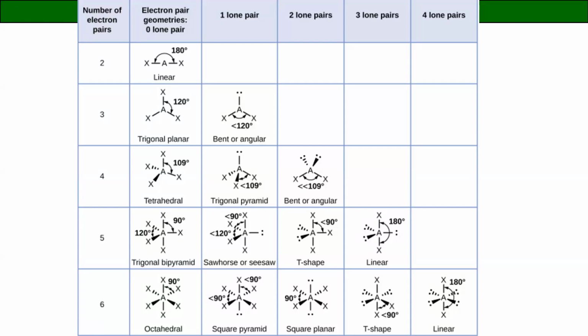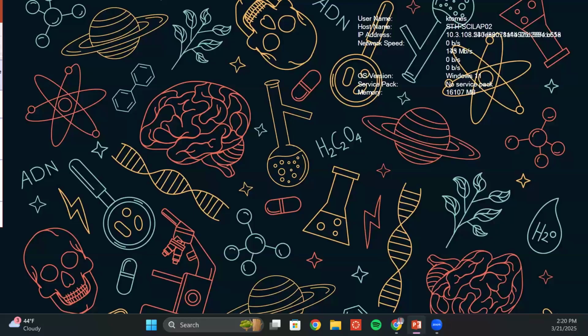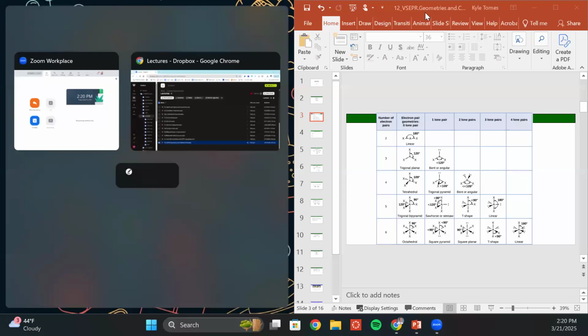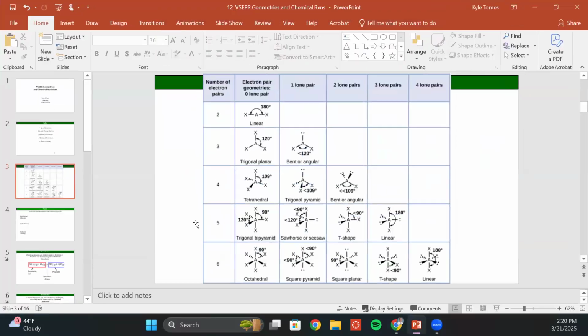And I realize you can't see the names for this bottom row. So give me a second. All right, so the bottom row is called octahedral, square pyramids, square planar, T-shape, or linear.